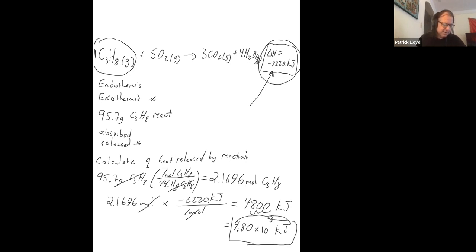I mean, 10 to the 3, kilo is 10 to the 3 also. So 10 to the 3 times 10 to the 3 is 10 to the 6. So you could also say 4.80 megajoules. And you will see that out there. You'll see megajoules a little bit, but it's more common to just put it in scientific notation and leave it in kilojoules. Okay. All right. So there's a couple of examples of that problem.